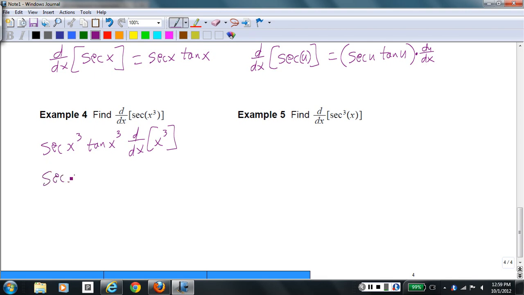So secant x cubed tangent x cubed times 3x squared, and probably the 3x squared should go in front. Just so there's no confusion, we're taking the tangent of what? We're taking the tangent of just x cubed. If I shove the 3x squared up next to that, that could confuse things. So 3x squared secant x cubed tangent x cubed. If we didn't have the chain rule to tell us what to do, probably would have left off the 3x squared. But chain rule says multiply by the derivative of that u there. Now, example 5.